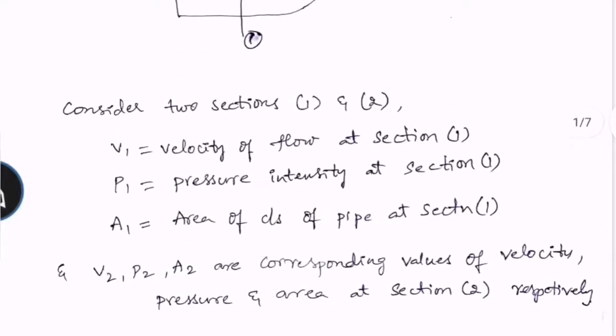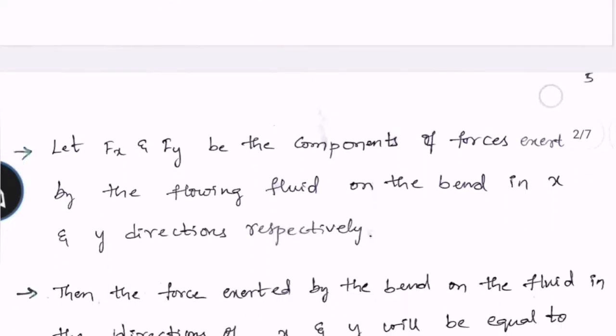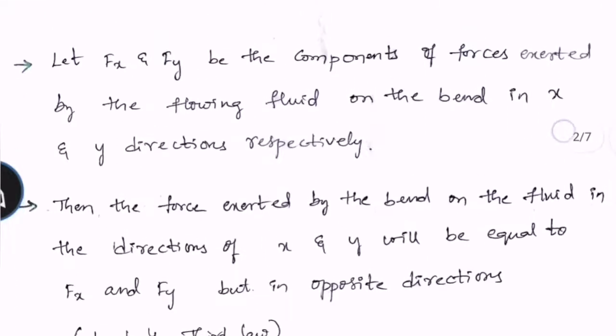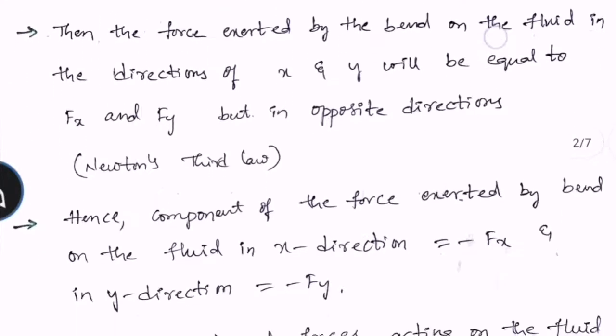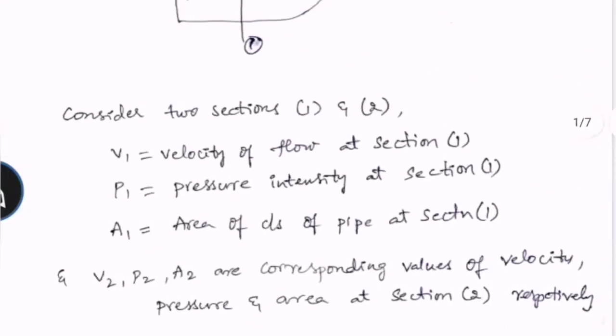Next, one more important point: let Fx and Fy be the components of forces exerted by the flowing fluid on the bend in the x and y directions. So what are these Fx and Fy? They are the forces exerted by the fluid on the pipe bend. These are the forces that are exerted by the fluid on the pipe bend.